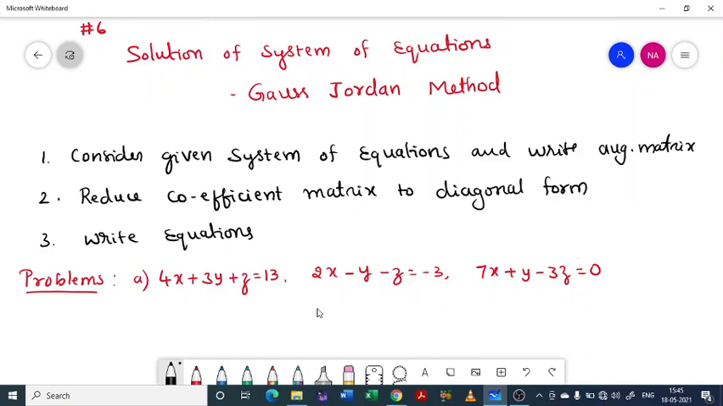Given a system of equations, you can look into the method mentioned here. You have to write the augmented matrix, then from that augmented matrix you have to reduce the coefficient matrix to diagonal form, and from that you get the solution. Just from that reduced matrix you can directly write the solution of the equations. So back substitution method is avoided.